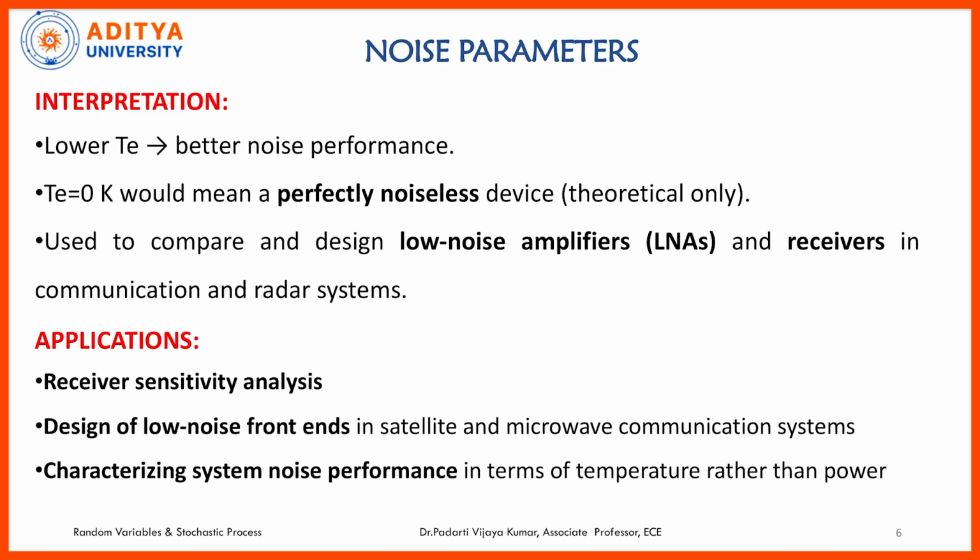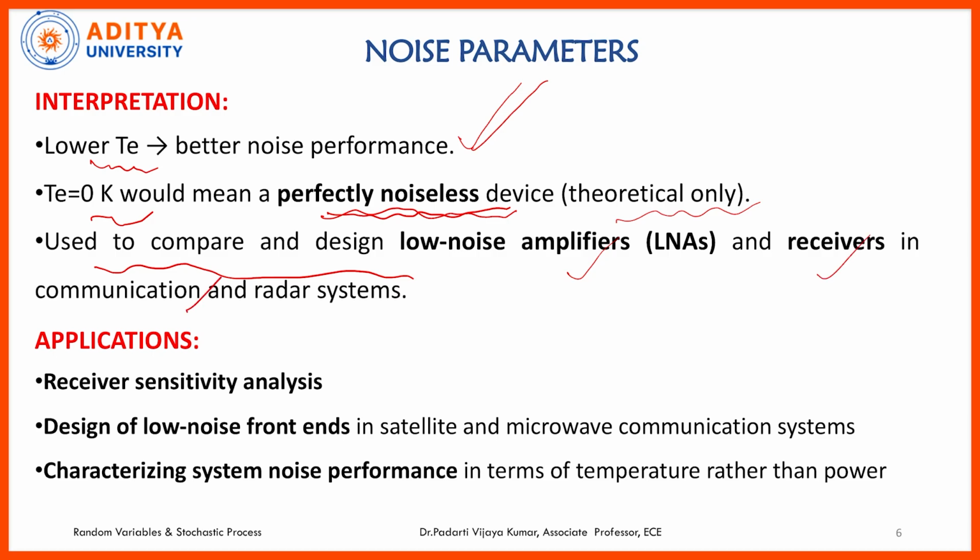The interpretation is that whenever the effective noise temperature is low, the system is acting as a better device, and the noise performance is better. When T is equal to 0 degrees Kelvin, it is a perfectly noiseless device, which is theoretically possible but practically not, because there always exists some ambient and external temperature. If you add both temperatures, it will never equal 0 degrees Kelvin. This concept is used to compare designs and is useful in the design of low noise amplifiers and receivers in communication and radar systems.